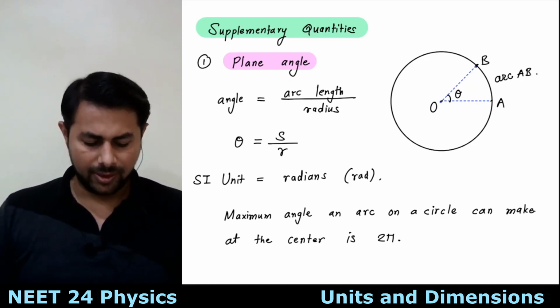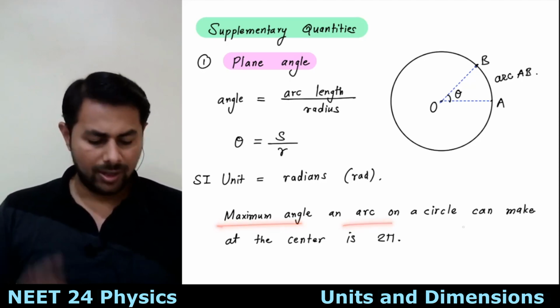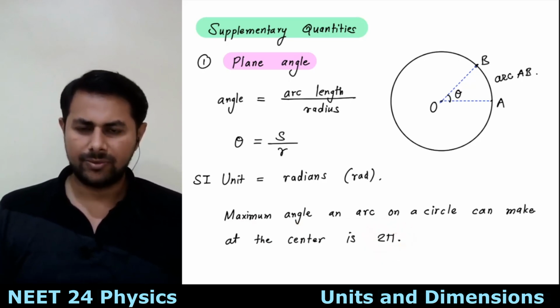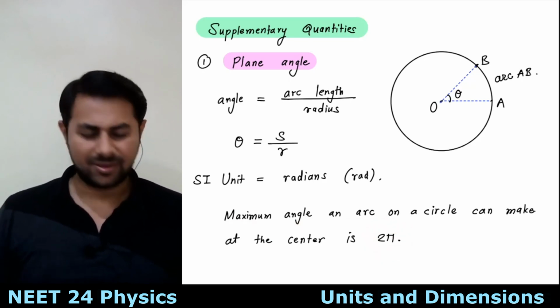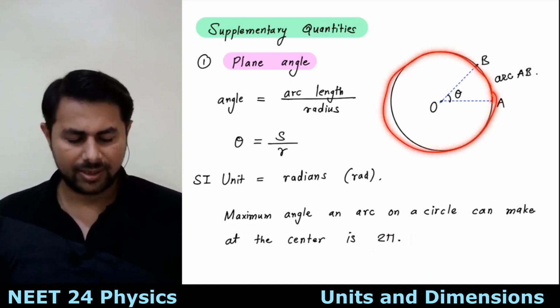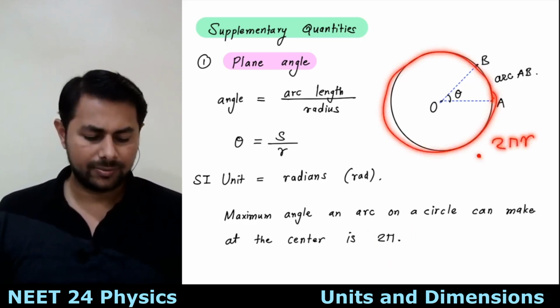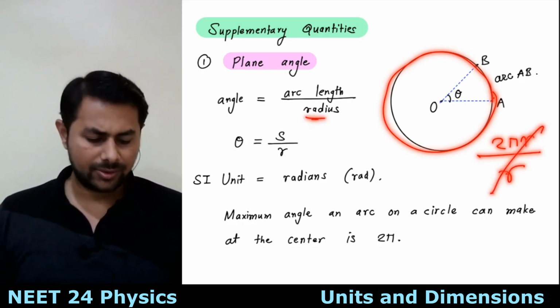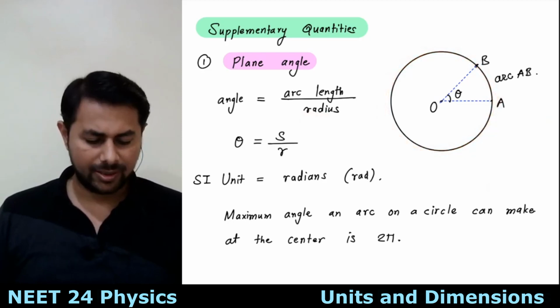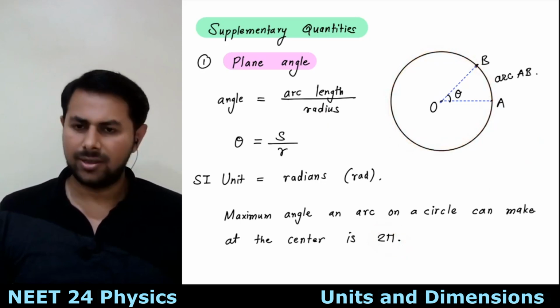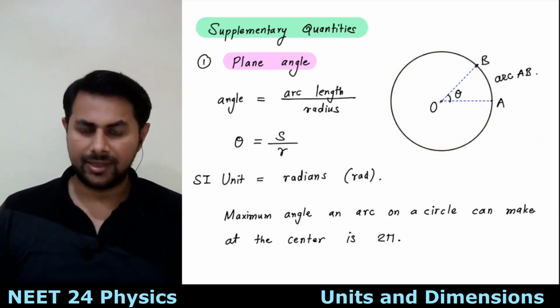Okay, good. Then what is the maximum angle an arc of a circle can make at the center? That's 2 pi. Right, we had seen this earlier in the first lecture. Why is it so? Because maximum arc length is equal to 2 pi r. If you divide that by the radius r, then that r gets cancelled out, and therefore the maximum angle subtended by any arc of a circle is equal to 2 pi. That's simple, right? 2 pi radians, and that is 360 in degrees.